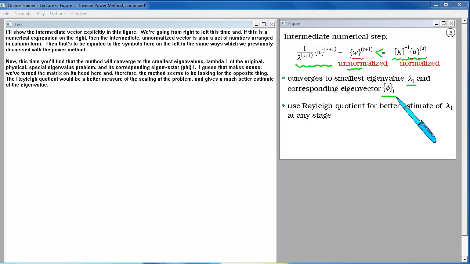I guess that makes sense. We've turned the matrix on its head here, and therefore the method seems to be looking for the opposite thing. The Rayleigh quotient would be a better measure of the scaling of the problem and gives a much better estimate of the eigenvalue.